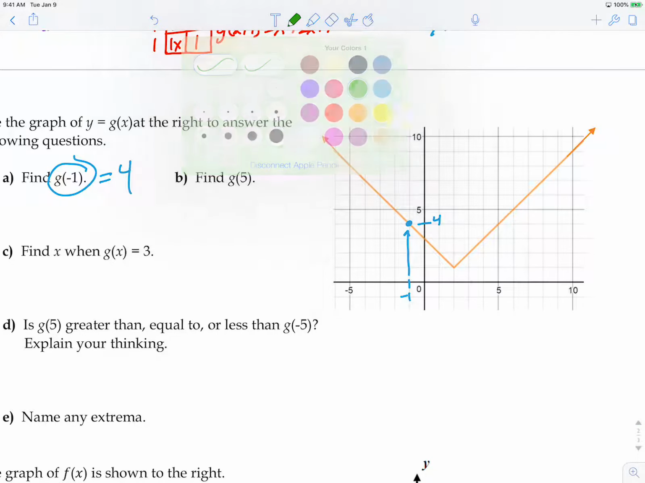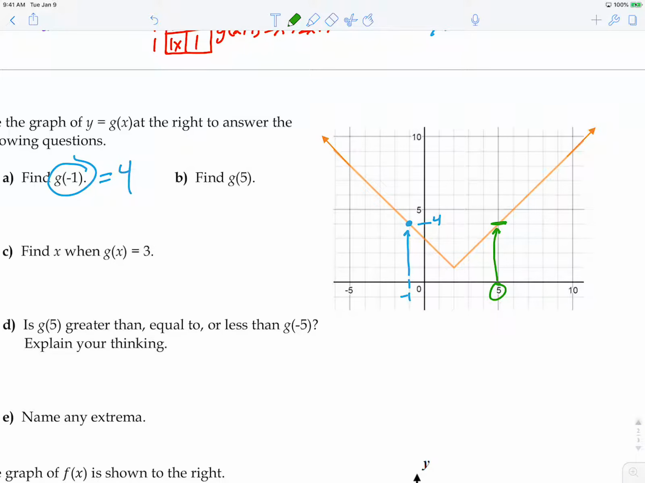Also, for g of 5, if I were to go over to g of 5, which is right here, and go up to the graph, this is at, just kidding, yeah. This is, oh, I just did that wrong. Oh no, I did that right, just kidding. This is at 4. So this one is at 4.